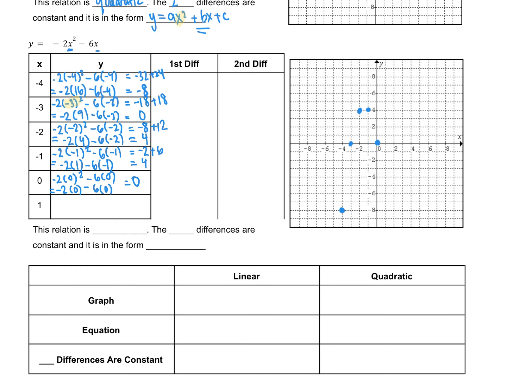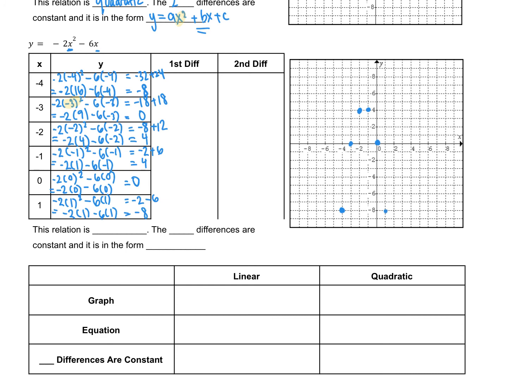And finally, x equals 1. So I have -2 times 1 squared instead of x squared, and then -6 times 1 instead of -6x. 1 squared is 1. When I do my multiplication, -2 times 1 is -2, and -6 times 1 is -6. And together, that gives us -8.